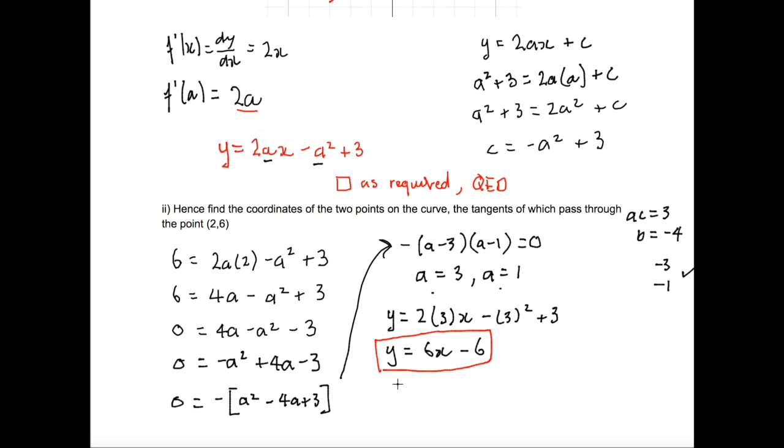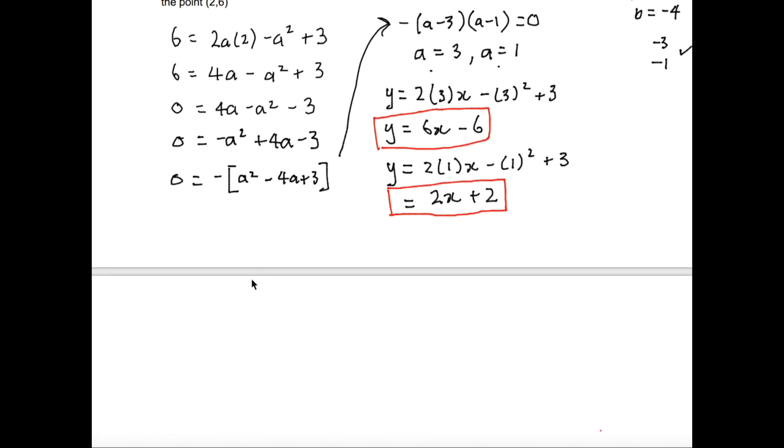Let's see if we can work the next one out. The next one will be subbing in an a value of 1. So it's going to give us 2 times 1 times x minus 1 squared plus 3. Okay, that gives us 2x minus 1 plus 3 is plus 2. And that's our second one. So now what we have is two lines that we know are tangential to our original equation, x squared plus 3.